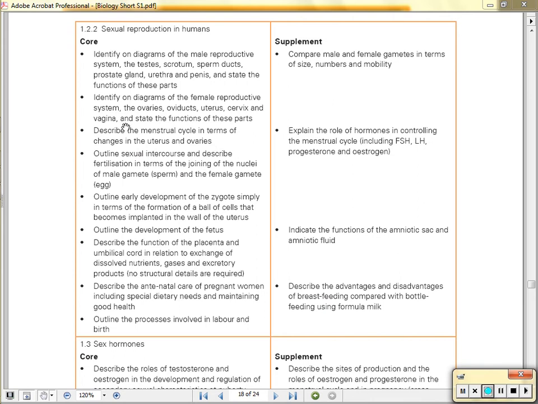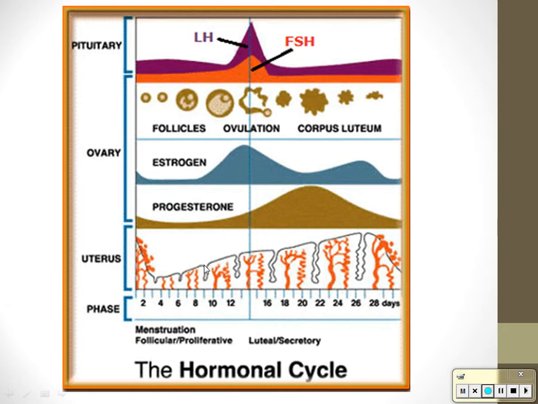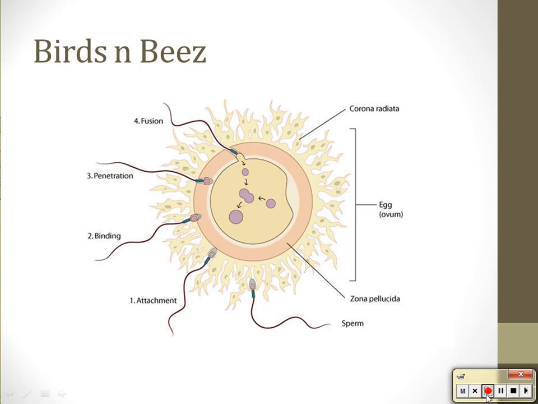Now, if you look straight in the syllabus, it says describe the menstrual cycle in terms of changes in the uterus and ovaries. So I'm 50-50 on if you need to know what hormones are made. You just need to know what's happening where. Uterus gets thick, builds up, and then it all sloughs away. We call that menstruation. In the ovaries, your follicle develops and grows. Ovulation is when it releases the egg, and then the corpus luteum starts to degenerate.